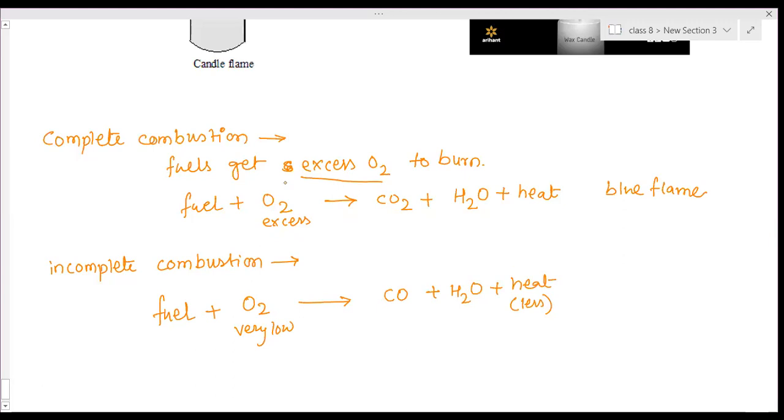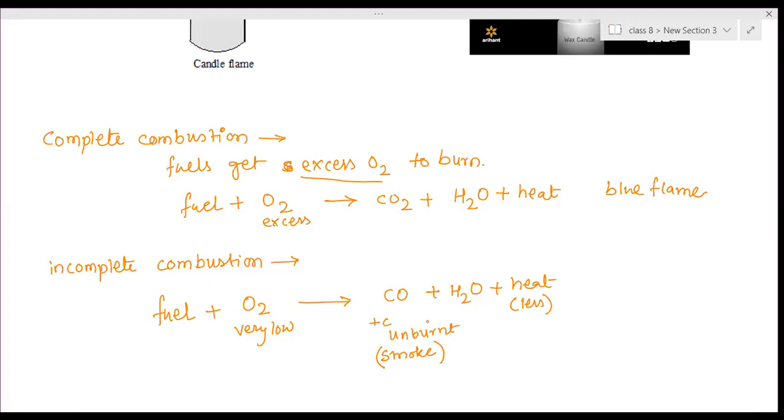Heat energy is produced, but less than in the earlier case. Carbon monoxide and sometimes unburned carbon is also produced. That is what we call smoke. When we see a vehicle's silencer, sometimes black smoke is coming out. Even in industries, the chimney is producing smoke.